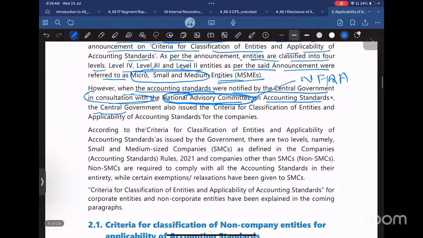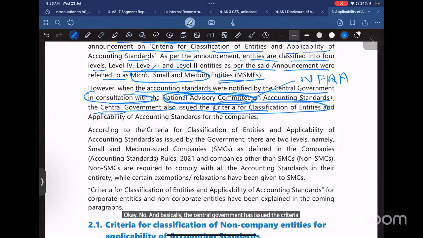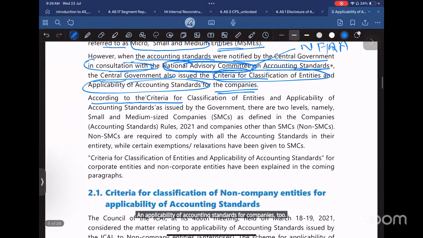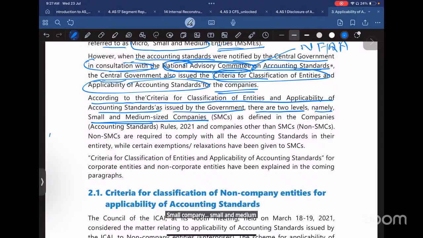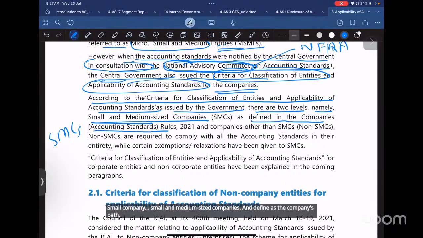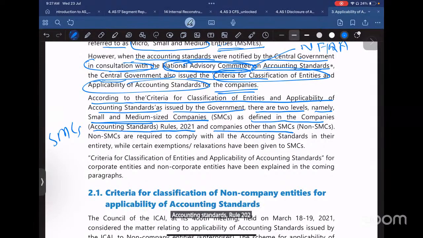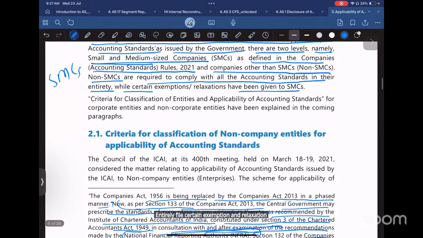Now, in consultation with the accounting standards, the central government also issued the criteria for classification of entities and applicability of accounting standards for companies too. According to the criteria issued by the central government, there are two levels, namely small and medium-sized companies (SMCs), as defined in the Companies (Accounting Standards) Rules 2021, and companies other than SMCs, that is non-SMCs, which are required to comply with the accounting standards in their entirety. Certain exemptions and relaxations have been given to SMCs.